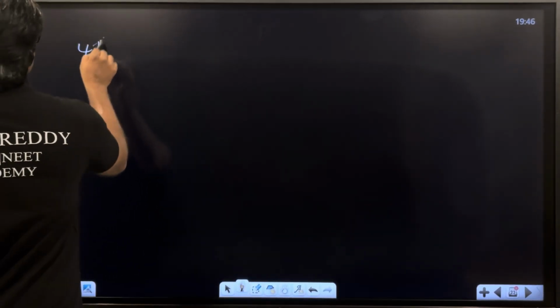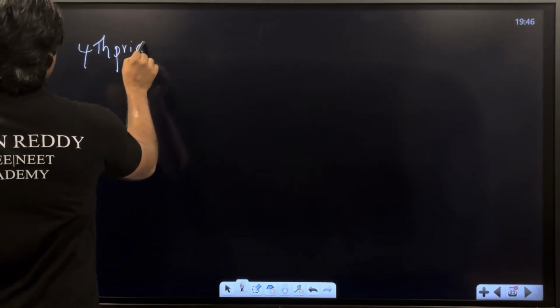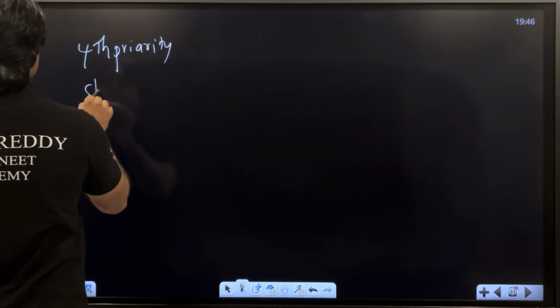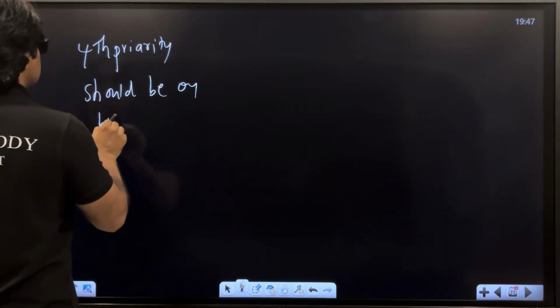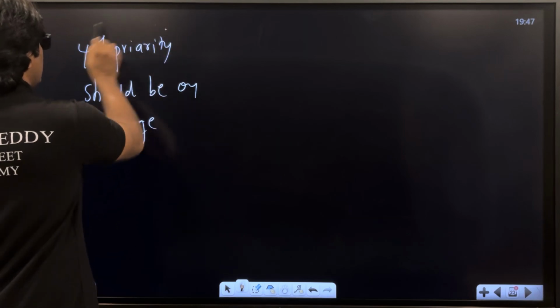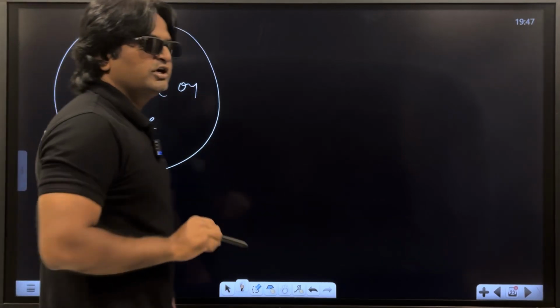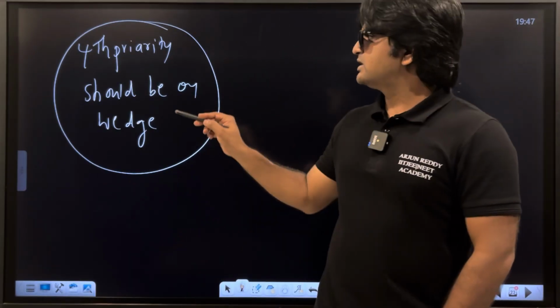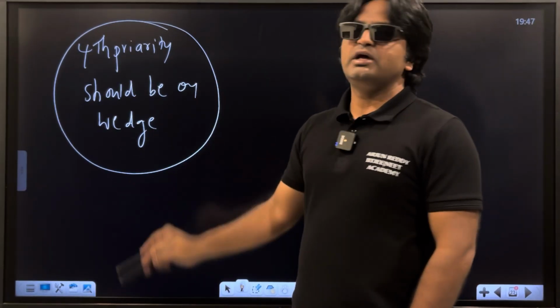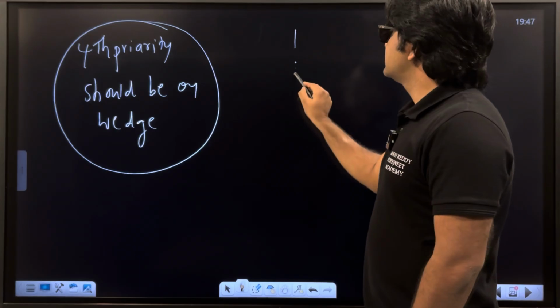Fourth priority should be on wedge. This is the important point. Either broken wedge or thick wedge, no problem. But what is the condition? Fourth priority should be on the wedge. Now come to next example.